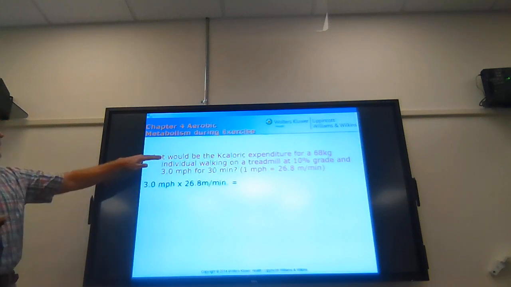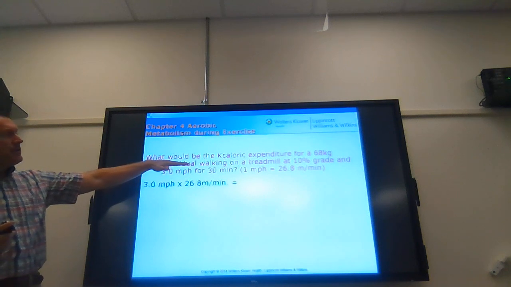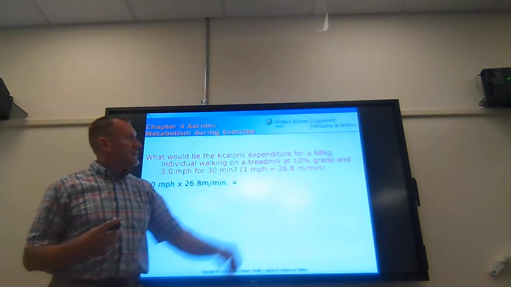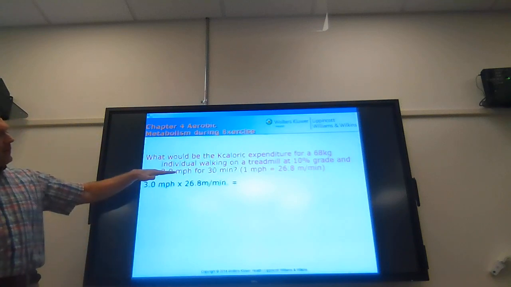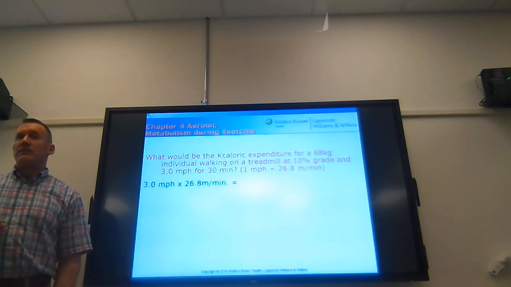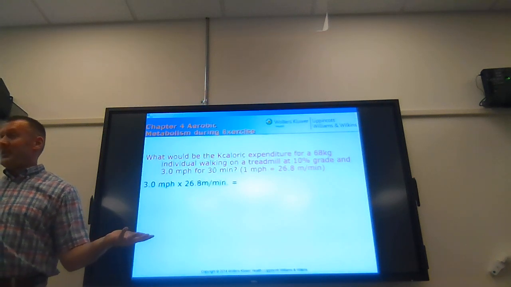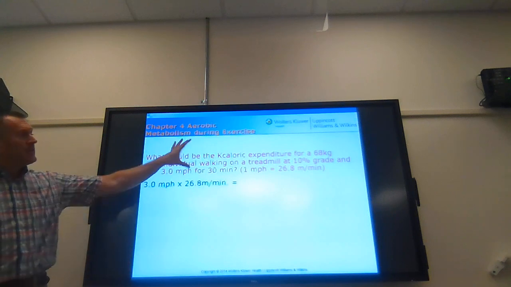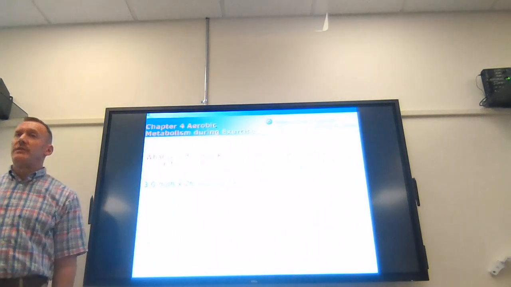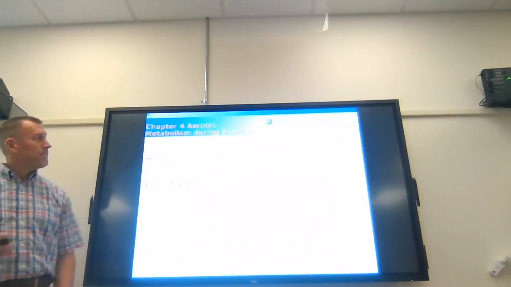minute. So what would be the caloric expenditure for a 68 kilogram individual walking on a treadmill at 10% grade and 3 miles per hour for 30 minutes? So all of you that have done treadmill stuff should be able to relate to this. So that's practical. That's something that you could calculate calories if you are in a steady state.